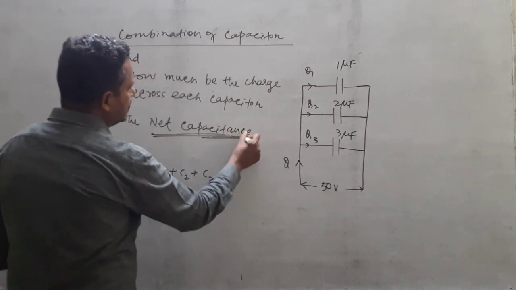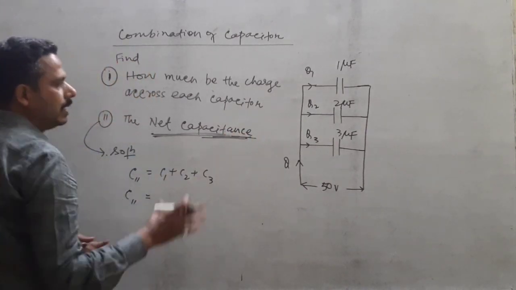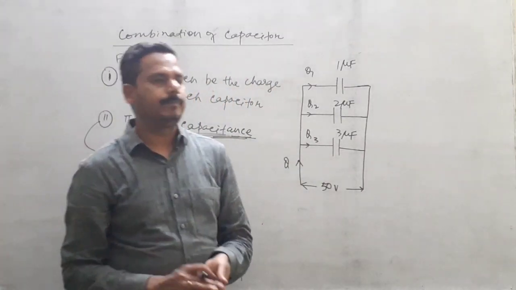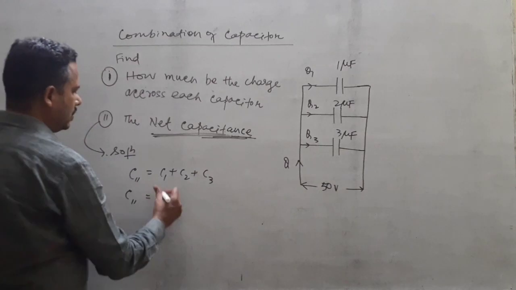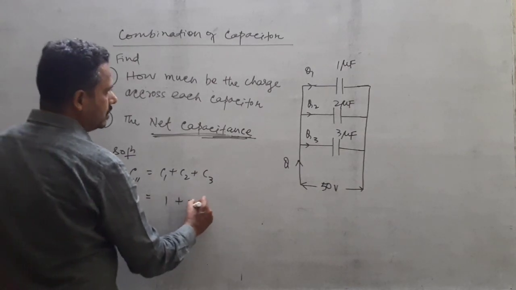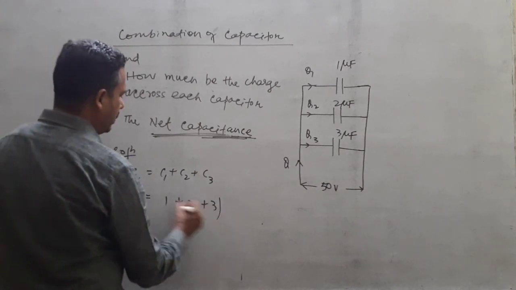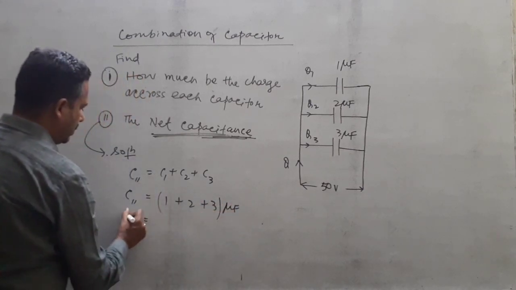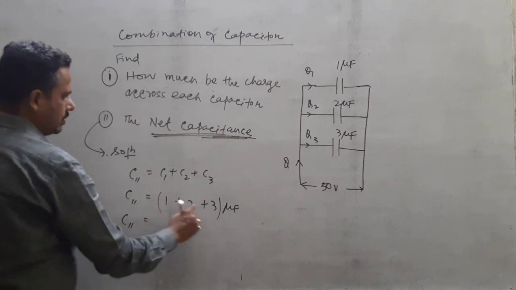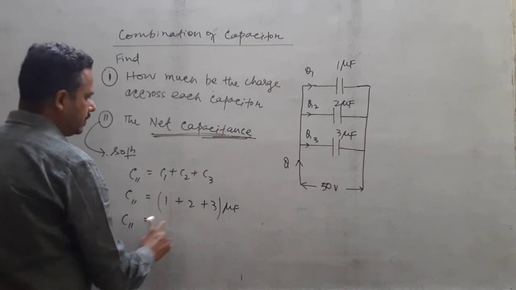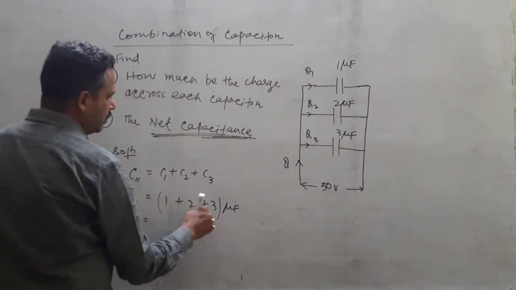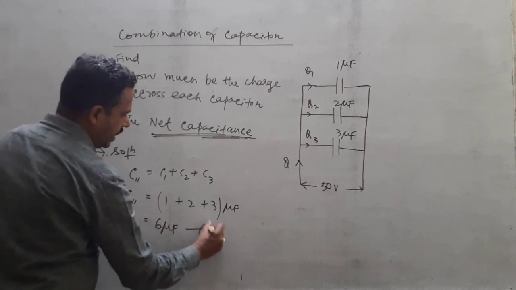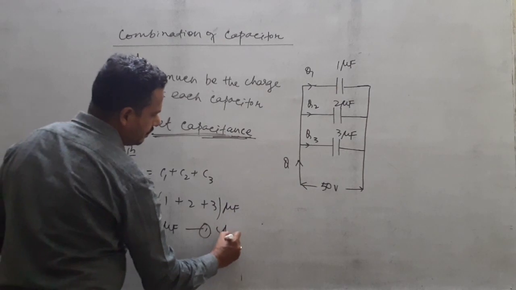So your net capacitance will be like that. Directly, you have to take an algebraic sum. So this one is 1 plus 2 plus 3 microfarad. The equivalent parallel capacitance is 1 plus 2 plus 3, which is 6 microfarad. And this is your answer.